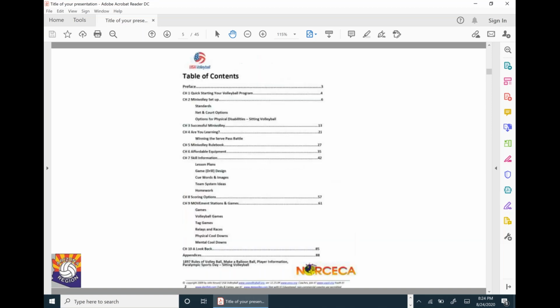So the mini volleyball book has quick start on page 4, and like in 2 pages, it shows how to start your program. But if you look at some of the other things, there's skill info and lesson plans and stuff, and games and tag games and scoring. See a whole chapter on scoring options. It takes up 4 pages, all different ways to score. And Eric can guide you on that too.